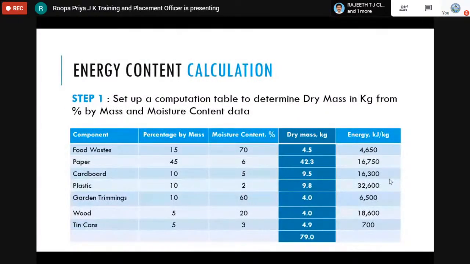So this is the solution. This is how you have to calculate. It's very simple. Step one is the computation of the table, which is of the dry mass. The dry mass is calculated as we did previously when we were calculating the moisture content. Use the same equation, find out the dry mass, and compute the third column, which is the dry mass in kg. So we have the percentage by mass and the moisture content in percentage. Now calculate the dry mass in kg from the percentage by mass and moisture content data.